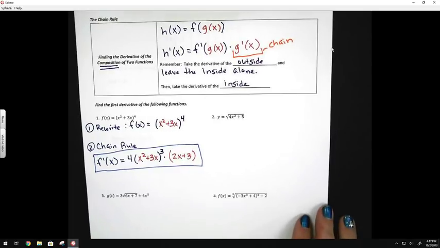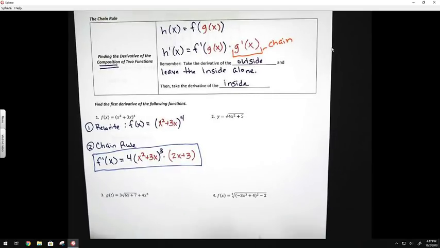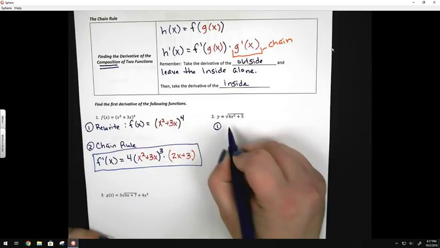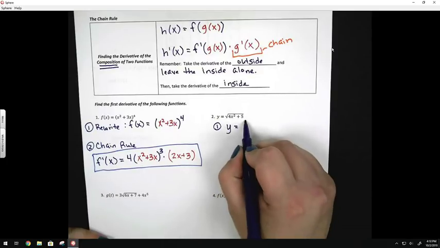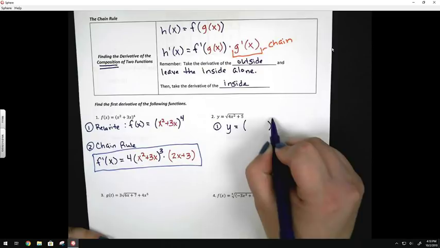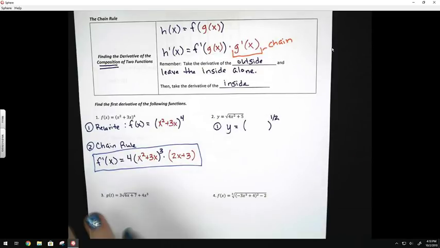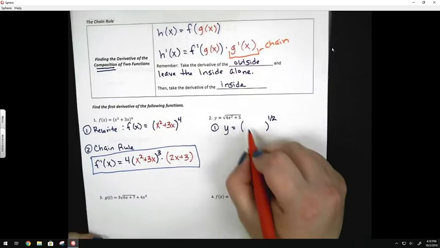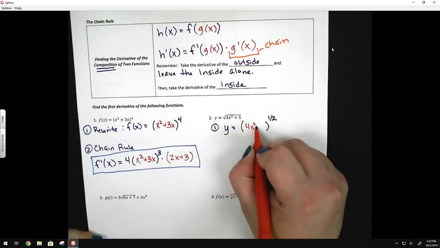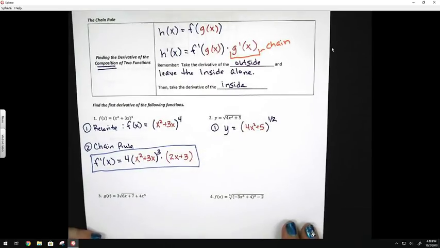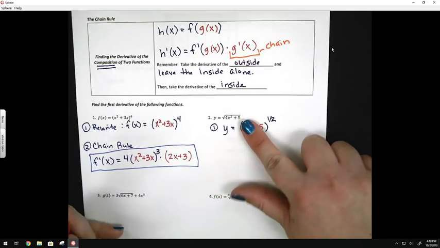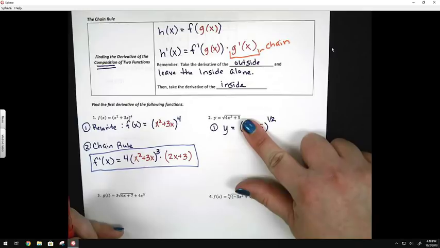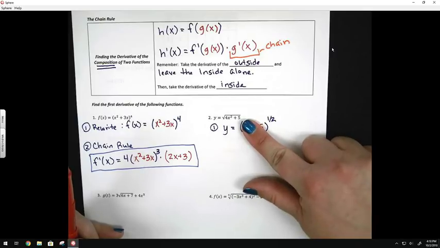Let's take a look at number 2. For number 2, we're going to again rewrite it. Instead of y equals the square root of 4x squared plus 5, hopefully you can look at that and see that if I take the square root of something, it's the same as raising it to the 1/2 power. And my inside function is this 4x squared plus 5. So we've got something to the 1/2 power. That 1/2 power is what's on the outside.